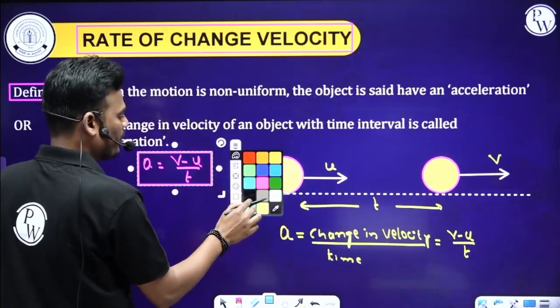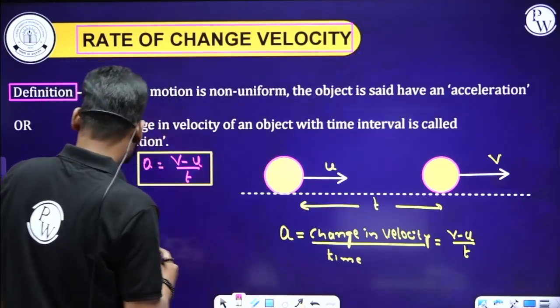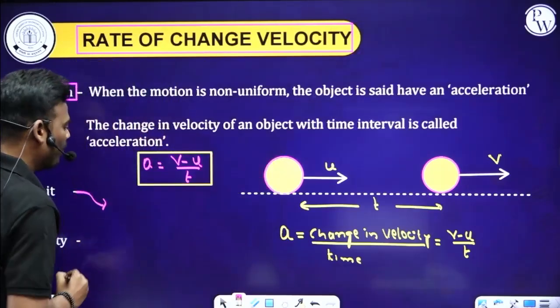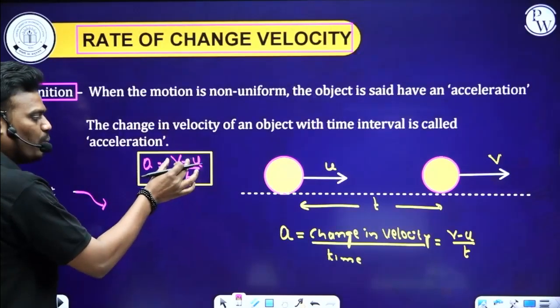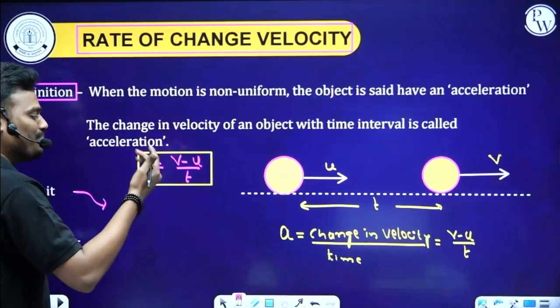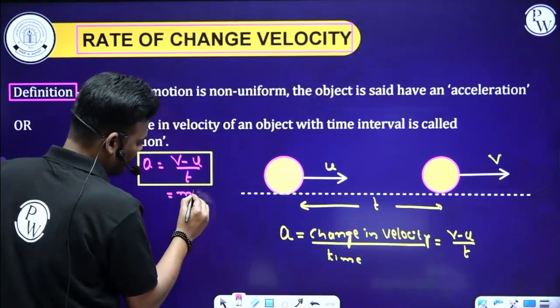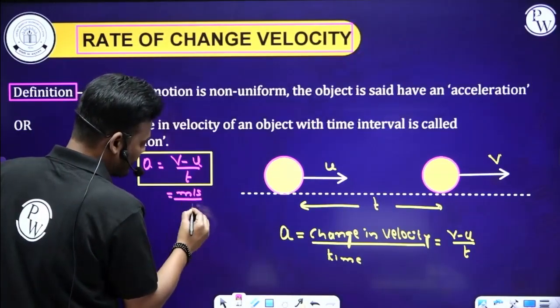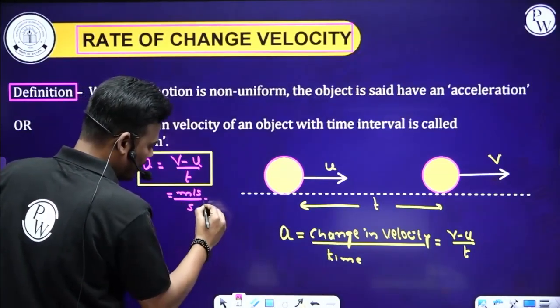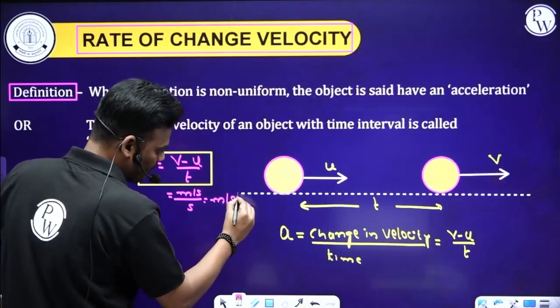V minus u divided by t. And here, what is the SI unit of velocity? That is meter per second, right? So here I can write meter per second divided by time, which is also measured in seconds. Therefore, it can be written as meter per second square.